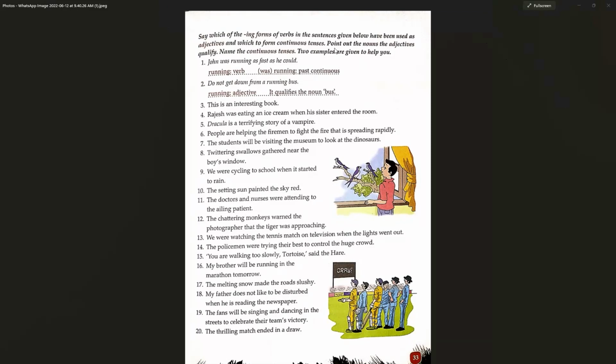Nadikshana, please read the first line. Say which of the ing forms of verbs in the sentences given below have been used as adjectives and which to form continuous tenses. Point out the nouns and the adjectives qualify. Name the continuous tenses, especially the given ones to help you.